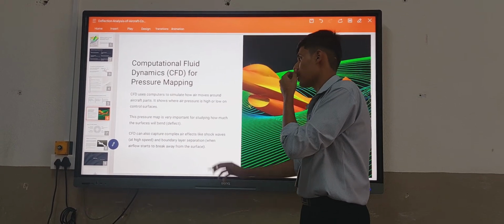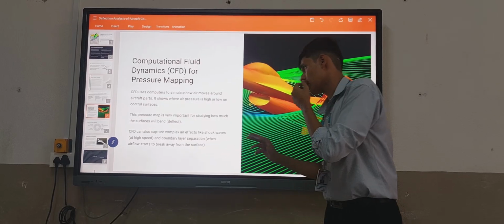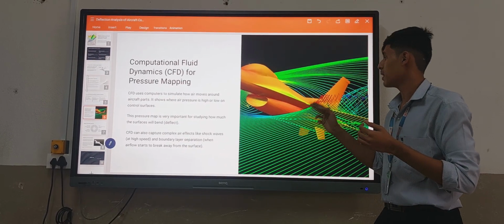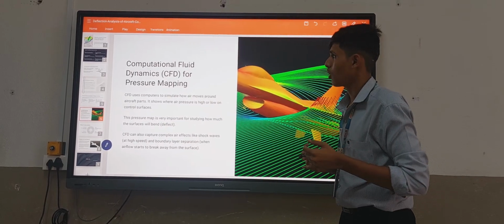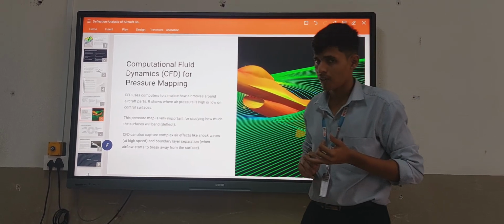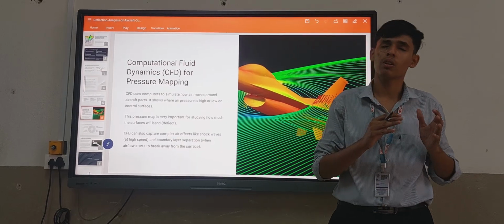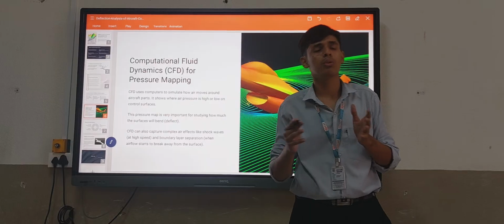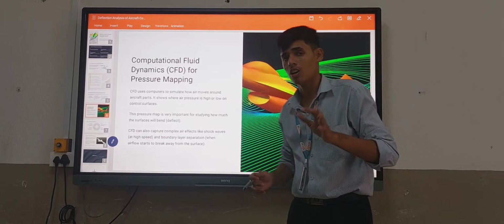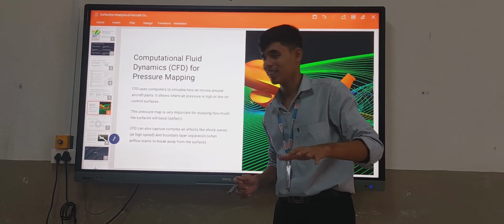And talking about pressure mapping, it is very important to study how much the surface will be bent. It is important for control surfaces. We talked about it earlier. With the help of control surfaces, we can move the aeroplane smoothly, like up, down, left, right.